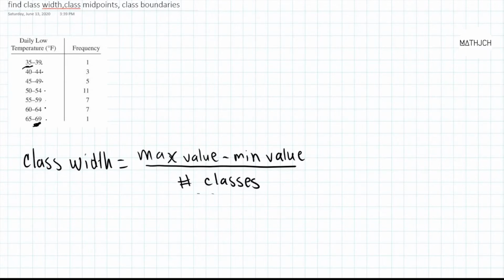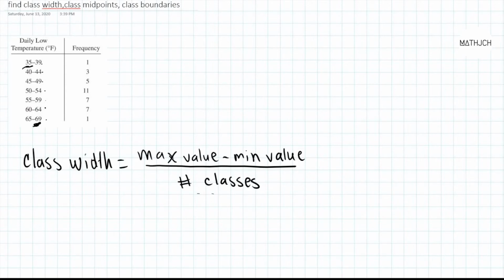Okay, frequency means how many data points or how many numbers we have in each class. For example, between 40 and 44, how many data points do we have, or how many entries do we have? We have 3. Between 45 and 49, we have a frequency of 5. Okay, that means that we have 5 numbers or 5 readings between 45 and 49.